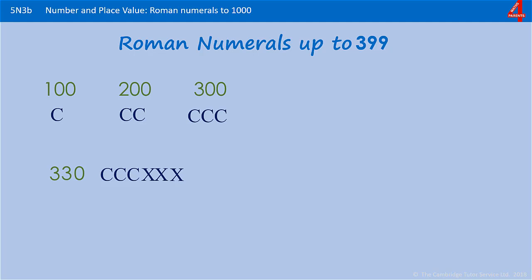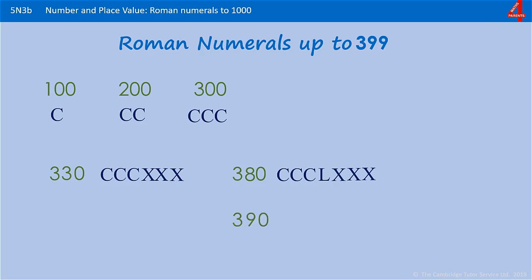And remember, when we get to 40, as with 4, things will change. 340 is 300 and 40 is 10 less than 50. So that's XL. 350 is 300, add L for 50. 360, we just add another 10. For 370, that's 300, add 50, add 20. 380, that's 300, add 50, add 30.